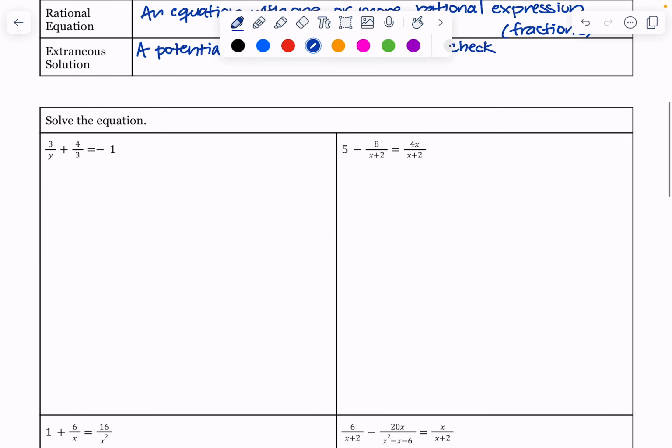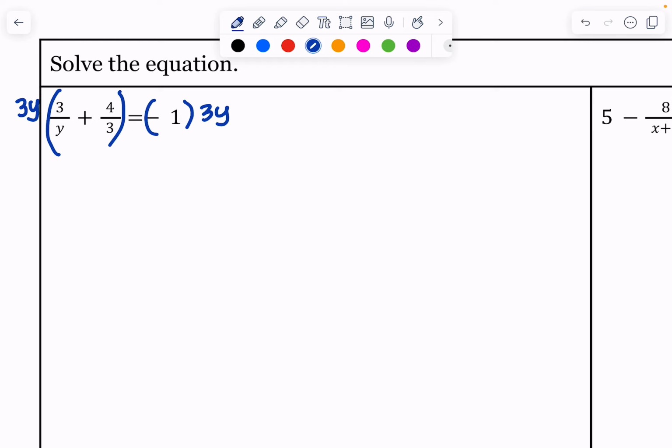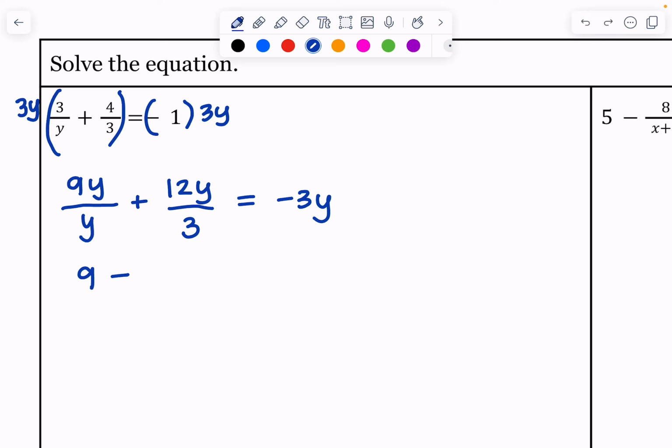Okay, great. So this first one we're going to solve is 3 over y plus 4 over 3 equals 1. And so the least common denominator that we need to multiply by is 3y. And we're going to do that on both sides. So when we do that on the left side, we're going to have 3y over y plus 12y over 3 is equal to 3y. When we reduce, we get 9 plus 4y equals 3y.